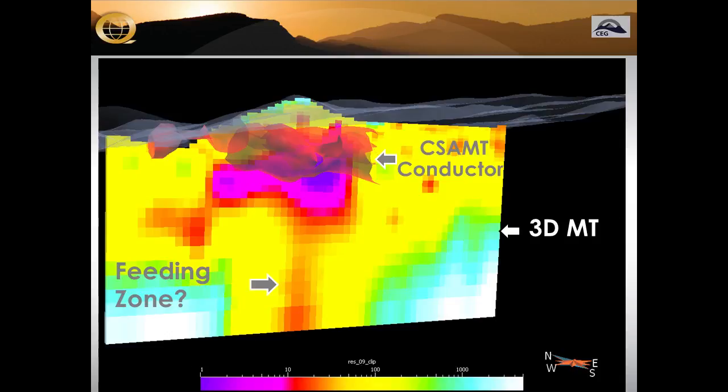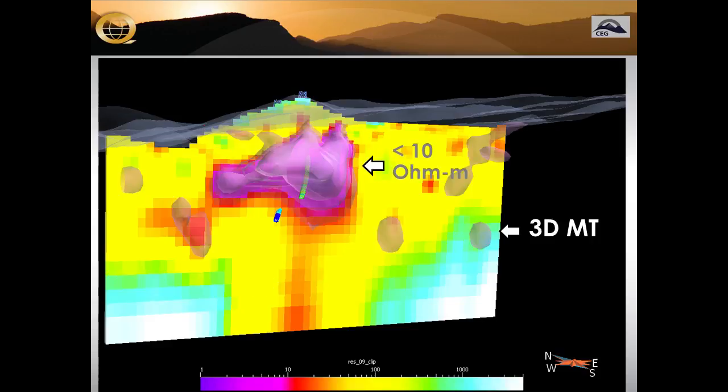So comparing it to the CSAMT that was done earlier, the CSAMT isosurface is sitting here. I think it's a 10 ohm meter isosurface. And then the MT is extending the knowledge of that system to greater depth and providing maybe some glimpses into what's going on at great depth. Those are the drill holes. And an isosurface.